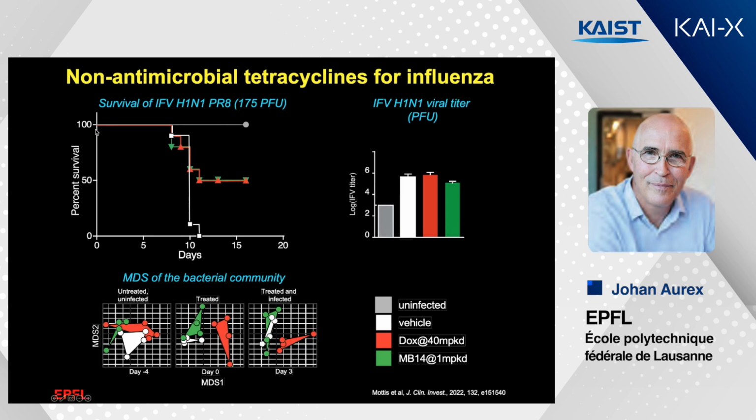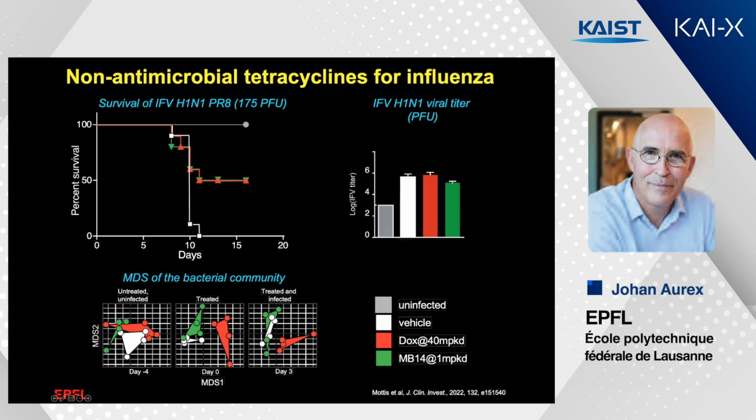If you give a lethal infection to an animal, you see that this animal dies 11 days after influenza infection. If we treat it with either doxycycline or a new antibiotic, half of them remain alive. And you see here, again, that this does not affect resistance because they carry still the virus. There's no change in viral load between the vehicle treated or the tetracycline treated ones.